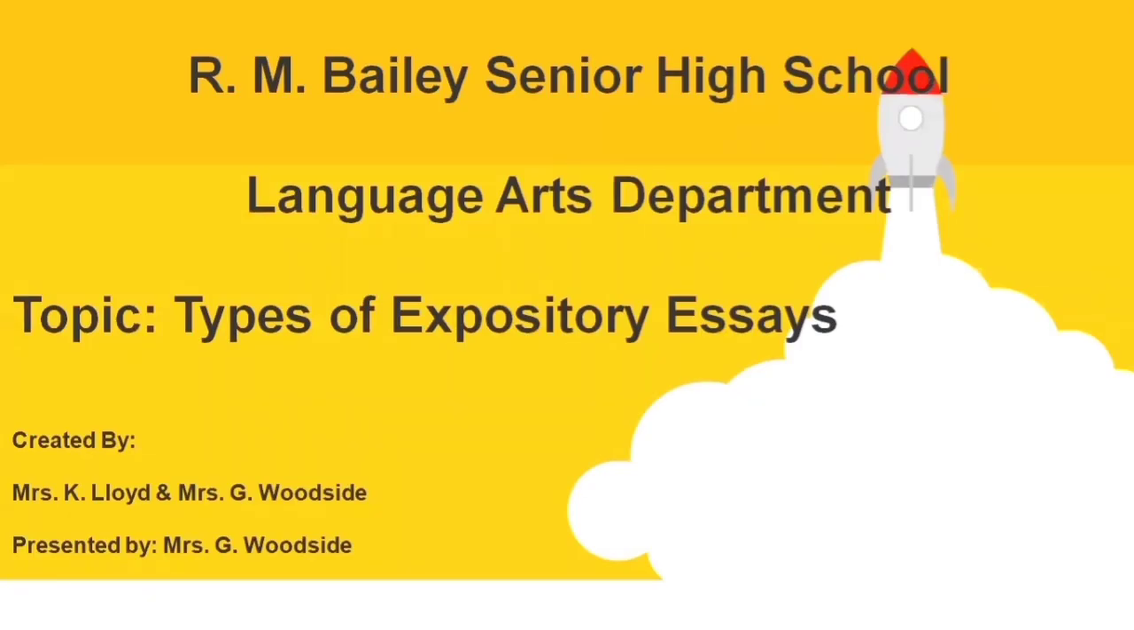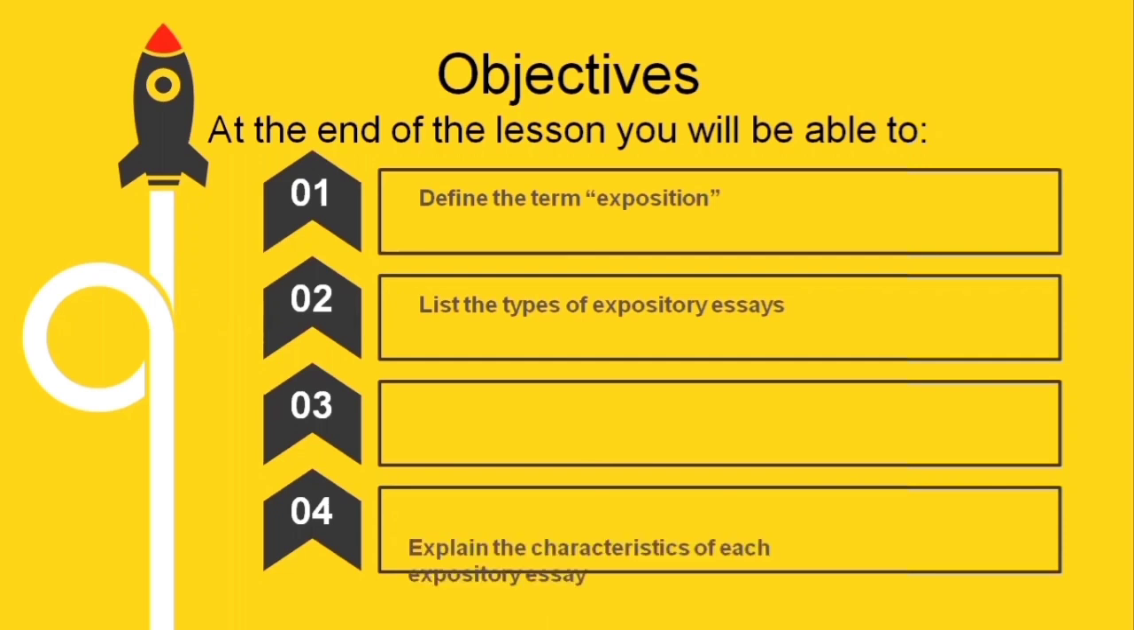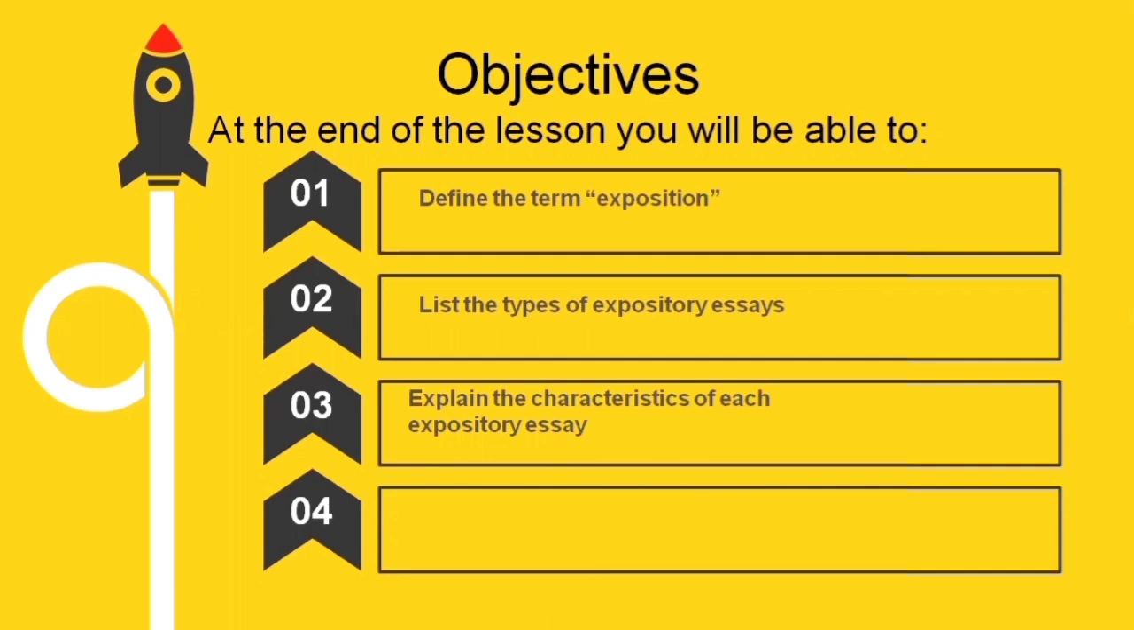Today, our topic will be the types of expository essays. Our objectives are as follows. By the end of the lesson, you should be able to achieve these 4 points. Firstly, define the term exposition. Secondly, list the different types of expository essays. Thirdly, you're going to explain the characteristics of each of these expository essay types. Lastly, you will explain how the expository essay is different from all of the other essay types we looked at in the previous lesson.